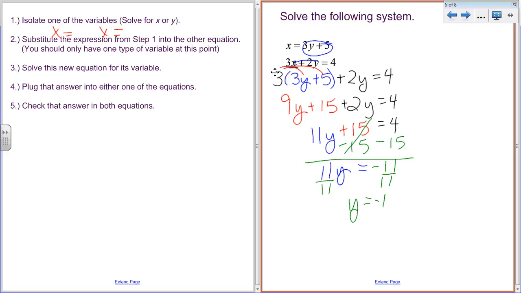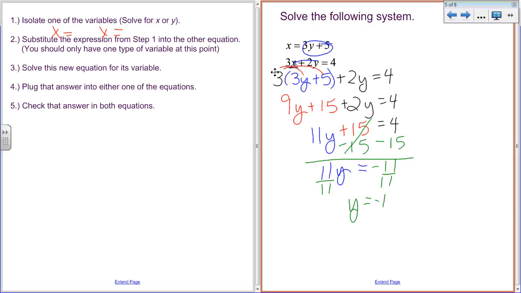All right, so that's step number 3. You're solving for that variable, y equals negative 1. It says then to take that answer and plug it into either one of your equations. I like using the top one, guys, and here's why. I need to find what x equals, and so this will give me x equals.